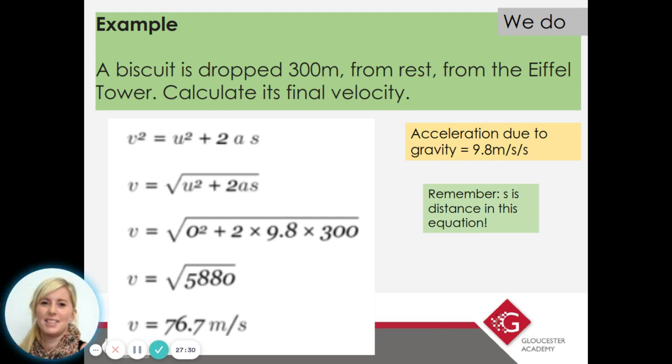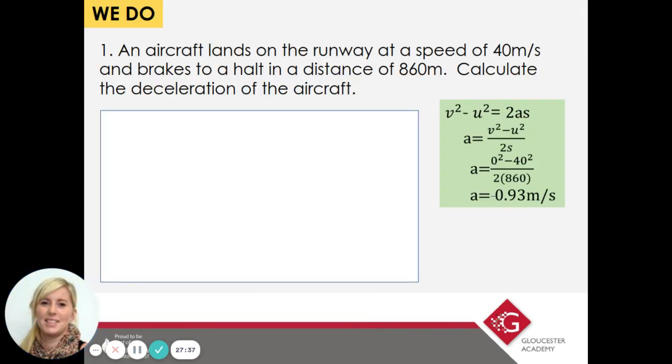So you move things away from it, and if you change the side, you change the sign. Okay? So now it's time to practice. This time, an aircraft lands on the runway at a speed of 40 meters per second, and it brakes to a halt in a distance of 860 meters.